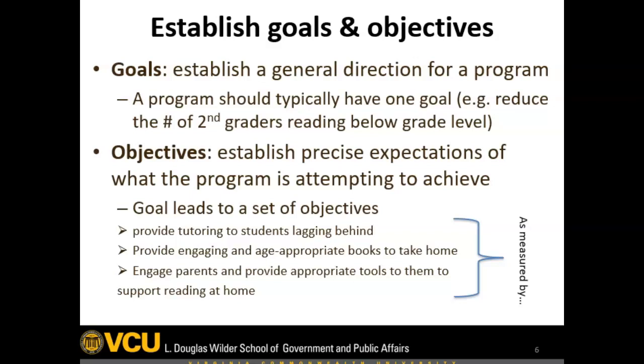Set of objectives to achieve this goal would include providing tutoring by reading instructors to the kids who read below the grade level, providing interesting, level-appropriate and age-appropriate books for the kids to take home. Another objective would be engaging parents and providing appropriate tools and techniques to them to support the kids reading at home. All of these objectives need to have specific measures.